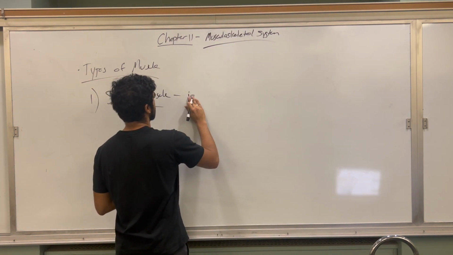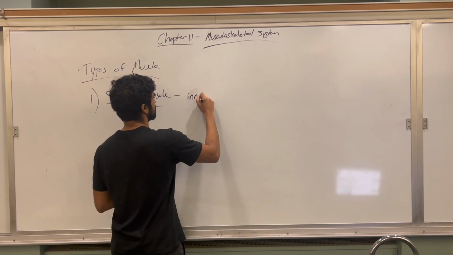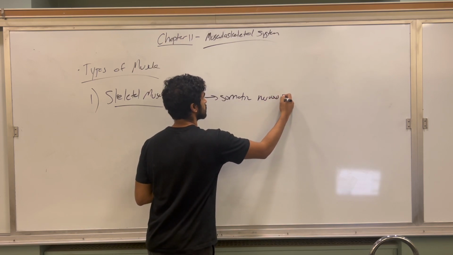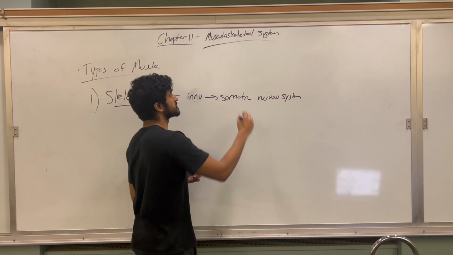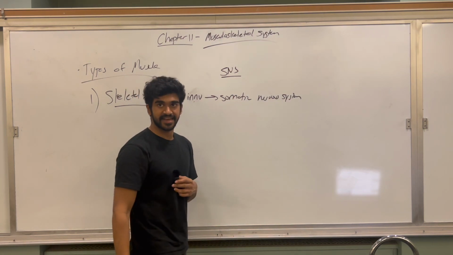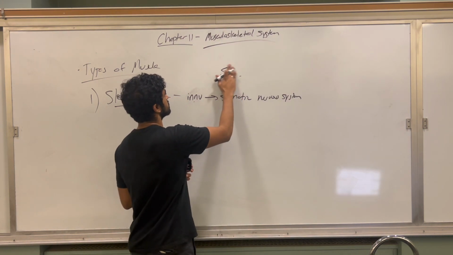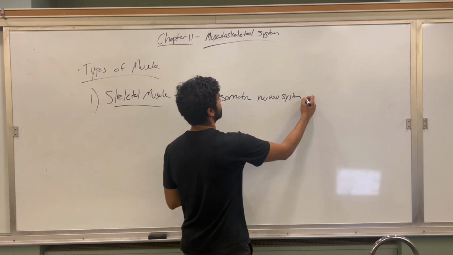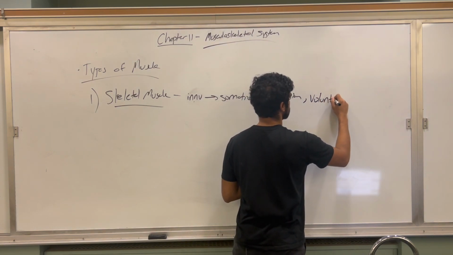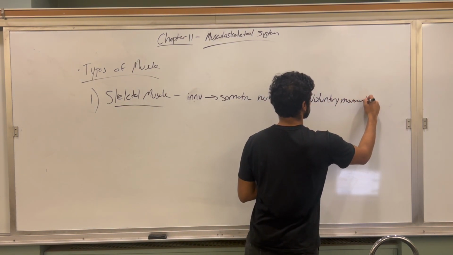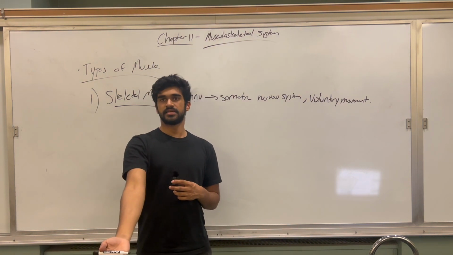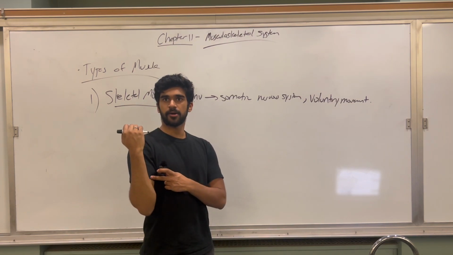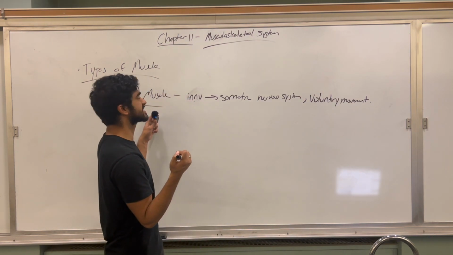So innervated by somatic nervous system. The reason I write that out is because SNS means sympathetic nervous system, not somatic. Right? And it's for voluntary movement. So, if I want to take this and bring it up towards my shoulder, right? That is a voluntary motion, mostly carried out by the biceps muscle. And the biceps are a skeletal muscle, right?